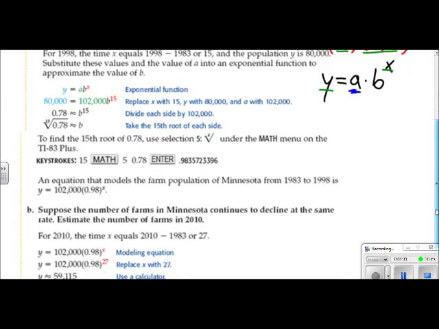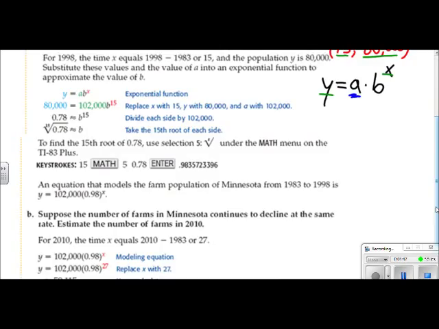So let's take a look down at their work here and see what they've got. They did pretty much the same thing we did. They plugged in 80,000 for y, 15 for x, and an initial value of 102,000. Now they need to just solve for b. So they divide 80,000 by 102,000, and they get 0.78 equals b to the 15th power. Take the 15th root of 0.78, and that should get you about 0.98. Yep, this number right here. So that's our b value. That's what we're growing by.